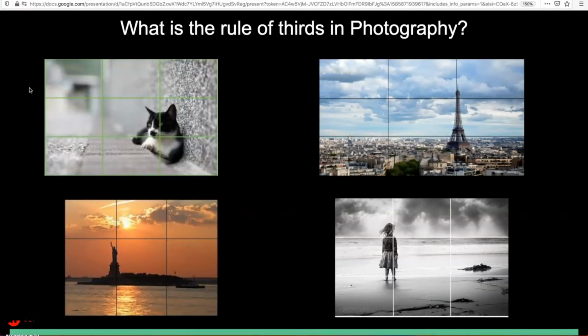You can see that cat. Again, it's not in the center. It's off to the right. The picture of the Statue of Liberty, the Statue of Liberty isn't in the middle, it's off to the left. So it's just that idea of if you take your subject, say the picture of the little girl on the beach, and just put her slightly off center, you have a much more interesting picture.